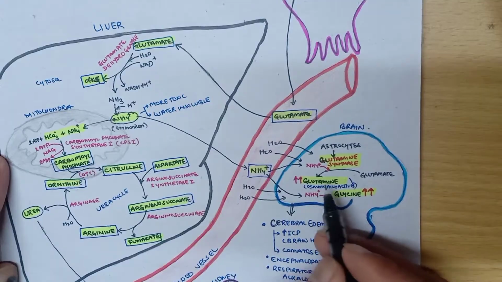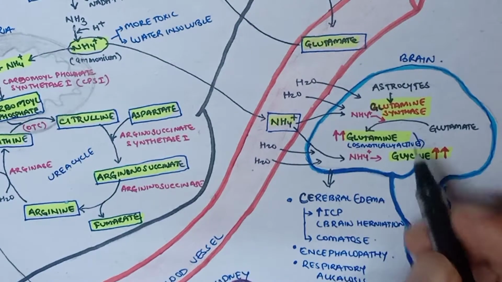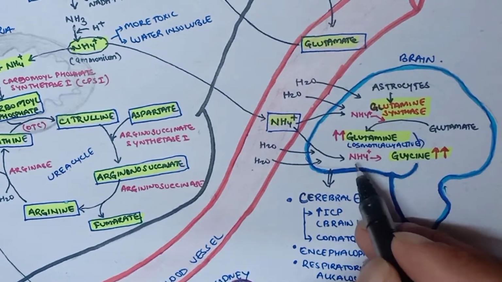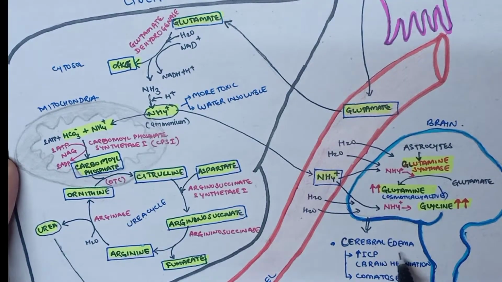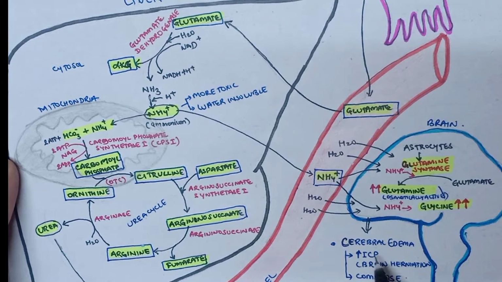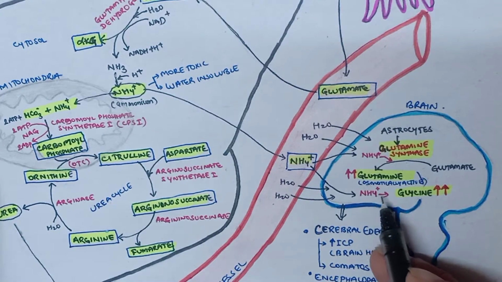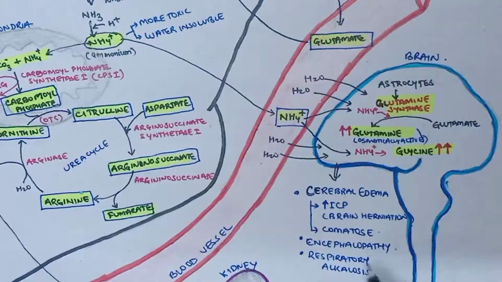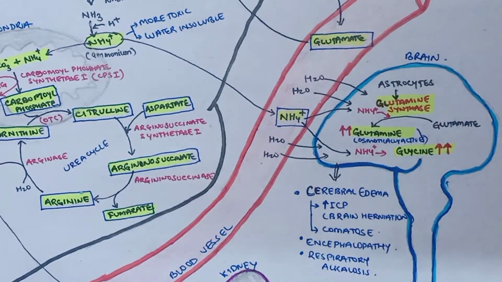So what they do is they suck more water into the brain. So there will be accumulation of water inside the brain. This will result in cerebral edema. In cerebral edema, there is increase in intracranial pressure, which will result in brain herniation. Because of hyperammonemia, there will be cerebral edema, encephalopathy, and respiratory alkalosis.